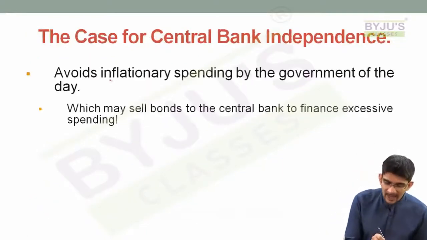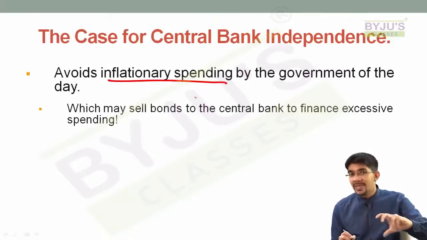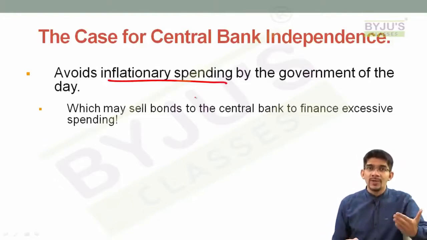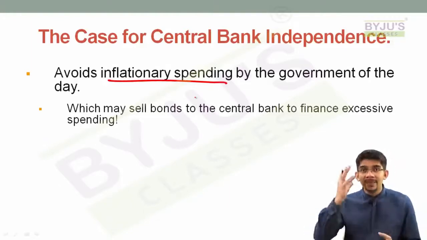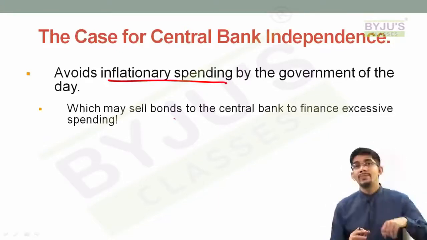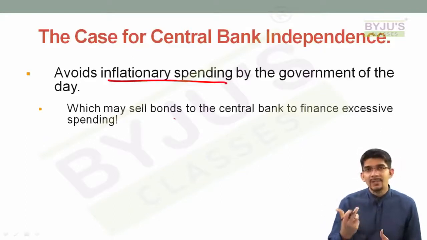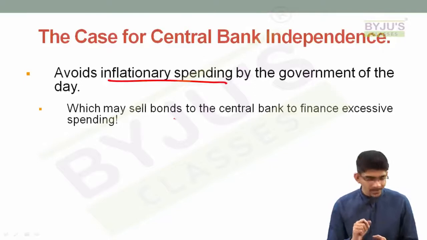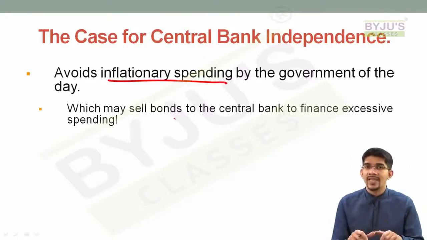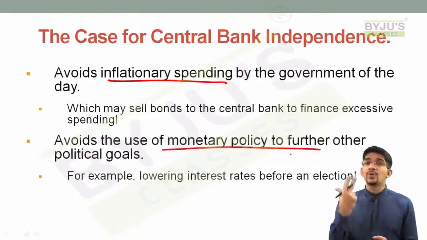The first is that RBI avoids inflationary spending by the government. The government might spend more to meet its own political agenda, such as spending more before an election so that people have a perception that the country is improving, etc. So the government can sell bonds by forcing the banks to buy them so that the government can spend more. This is bad because this can lead to inflation very fast. So one reason an independent organization is good is that this kind of problem can be avoided. And we can avoid the use of monetary policy for political goals.